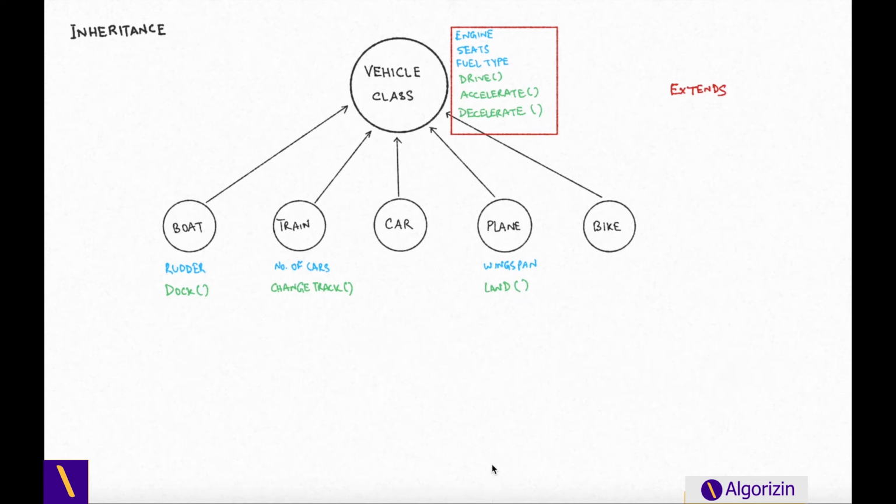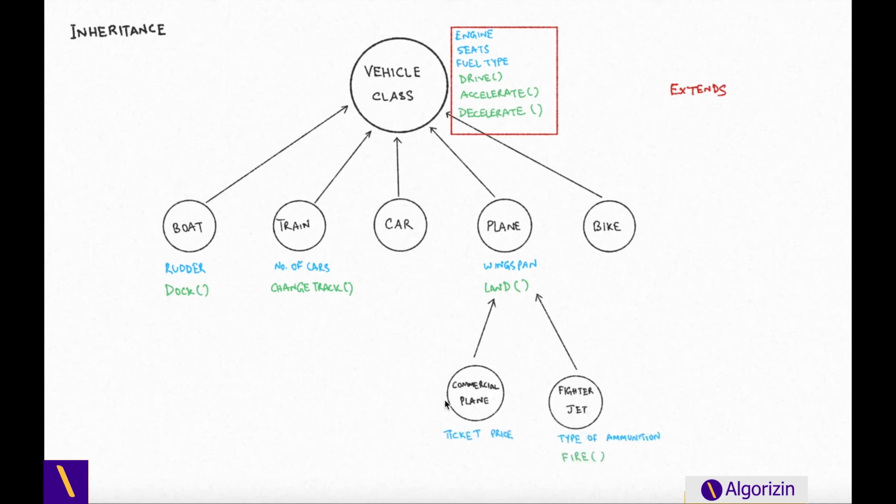And here's the fun thing. You can extend this even further. For example, there can be many different types of planes. There can be a commercial airline that you use for travel, or you can have a fighter jet. And a fighter jet and commercial plane might have their own attributes. For example, a commercial plane can have an attribute named ticket price, while a fighter jet might have a different attribute named type of ammunition. A fighter jet can also have different methods. For example, it can fire.